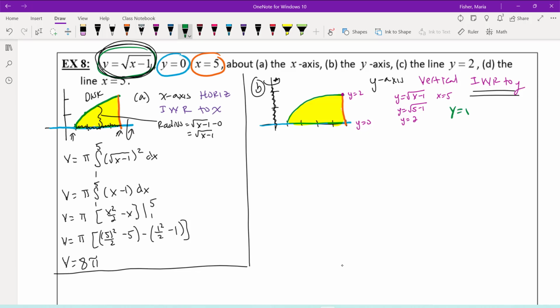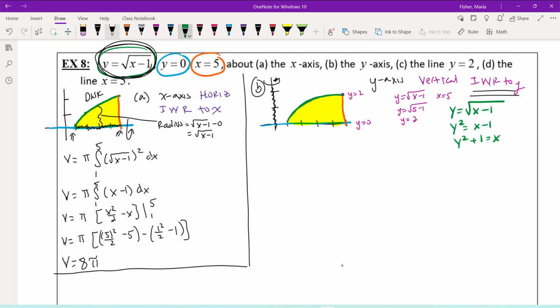If I have y equals the square root of x minus 1, squaring both sides, I get y squared is equal to x minus 1. Adding 1 to both sides, I get y squared plus 1 is equal to x. So I know that this green function as a function of y is just y squared plus 1. Now let's go ahead and find that inner and outer radius.